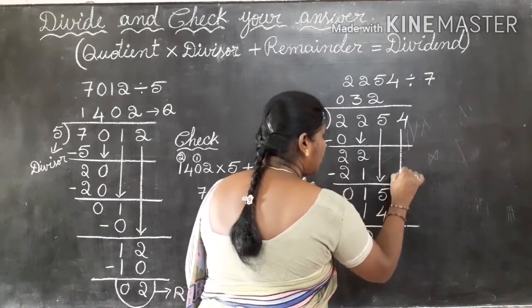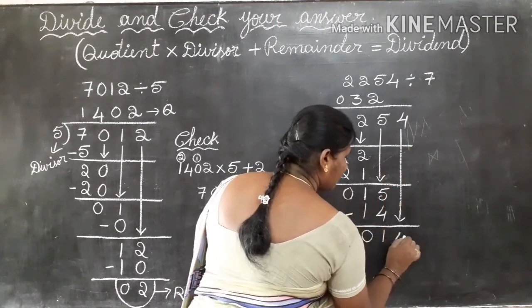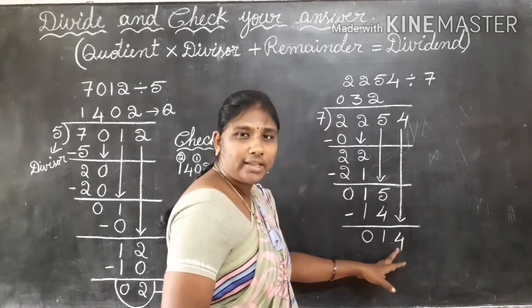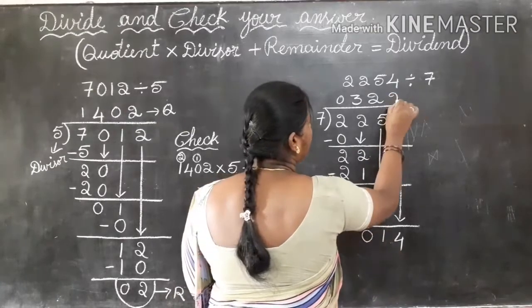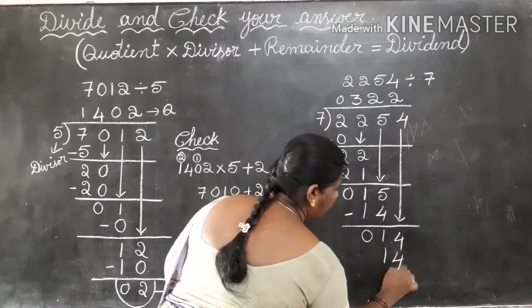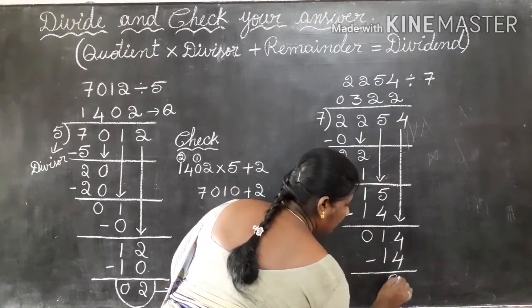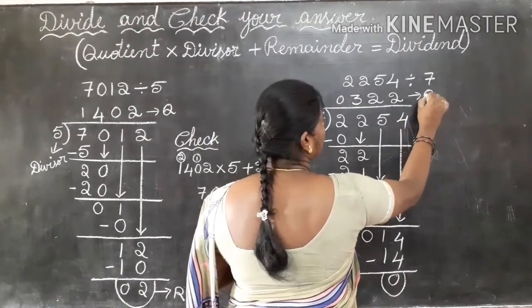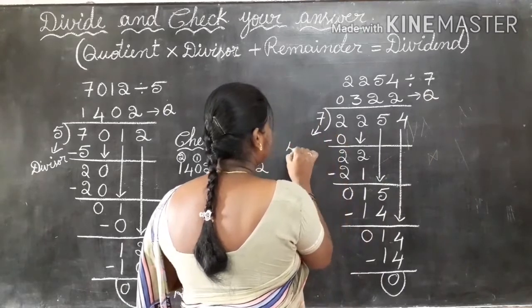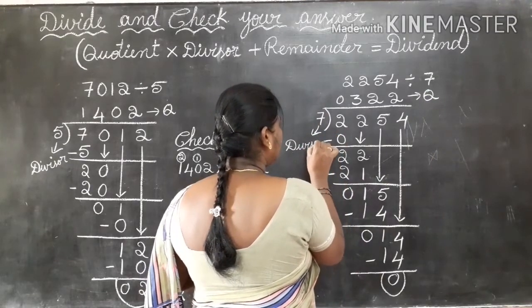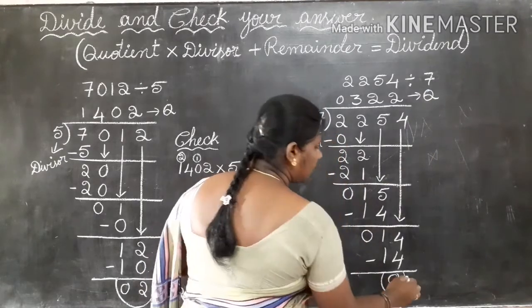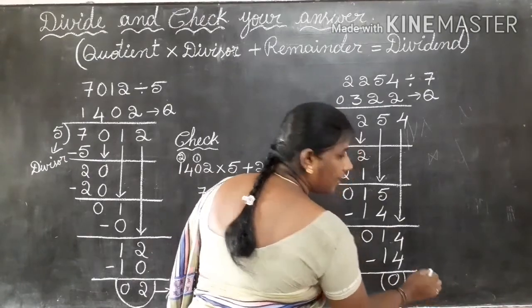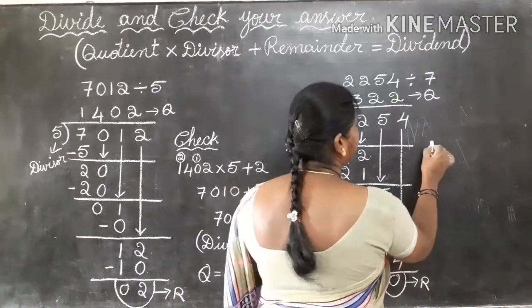Next we have to take 4 here. 14. In the 7 table, 14 it will be there. Yes, 7 twos are 14. 14 minus 14, 0. In this it is quotient, it is divisor, it is remainder.